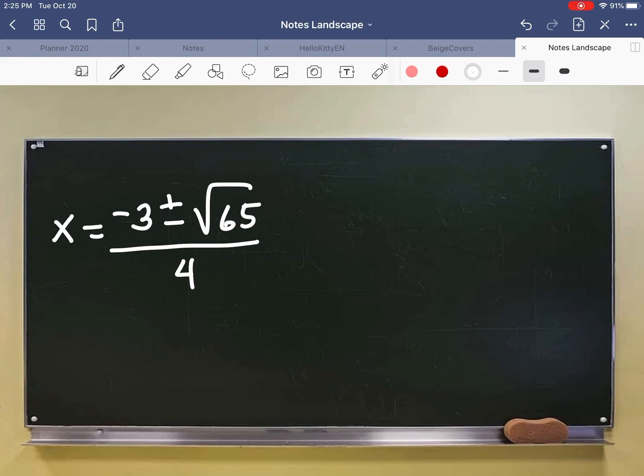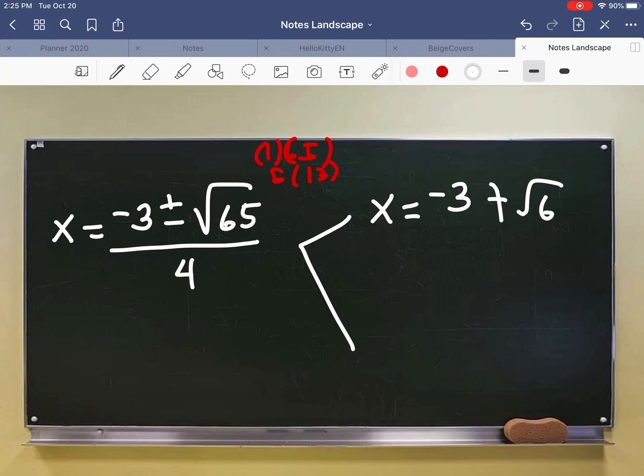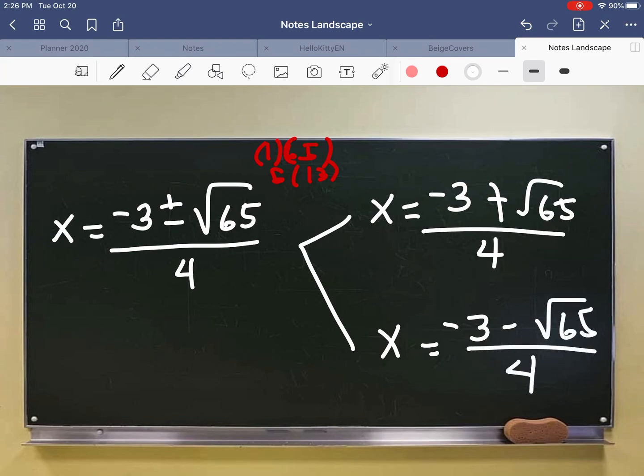Now, 65 has factors. Ano bang factors ng 65? 'Di ba? 1 and 65, 5 and 13. Pero wala siyang factors na perfect square. So we leave it as is. Okay, so ang magiging sagot natin, paghihiwalayin na lang natin to. X equals negative 3 plus square root of 65 over 4. And then x equals negative 3 minus square root of 65 over 4. So, yun na yung final answer. Alright? Okay.